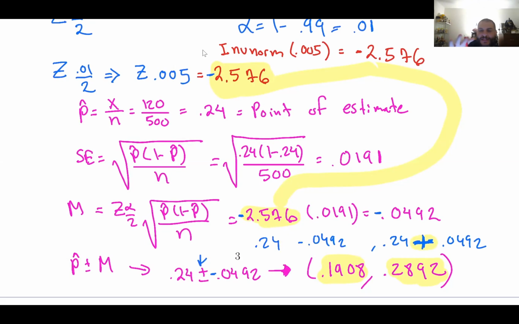So that's why for the z value we always put it as a positive, because since we're going to do the positive and the negative, it's not going to change anything. You're still going to get your same answer. So that way it's much easier. Always put it as a positive.